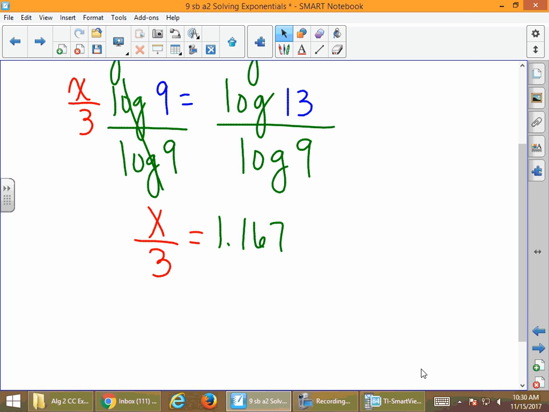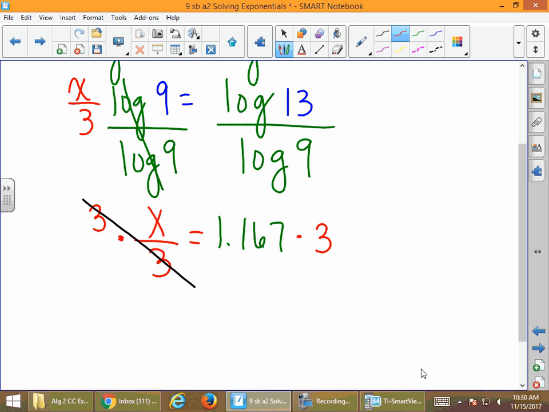Well, over here on the left, we have x divided by 3. Our inverse operation of division is multiply. So we're going to multiply this side by 3. And if we multiply the left side by 3, then we're going to multiply the right side by 3. And the 3's cancel out.